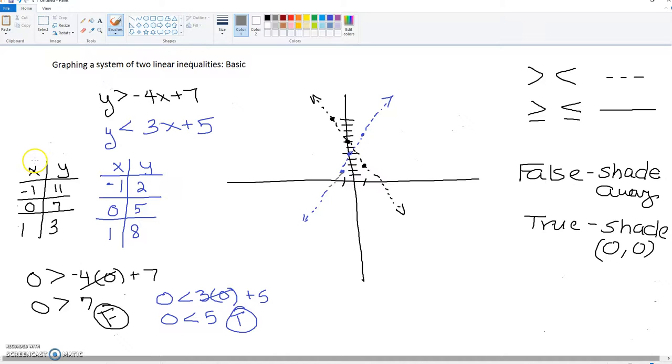I've got our first line here in black. We've got our second line here in blue. Both, please note, are dashed because they are just regular inequalities. They do not have the equal to.